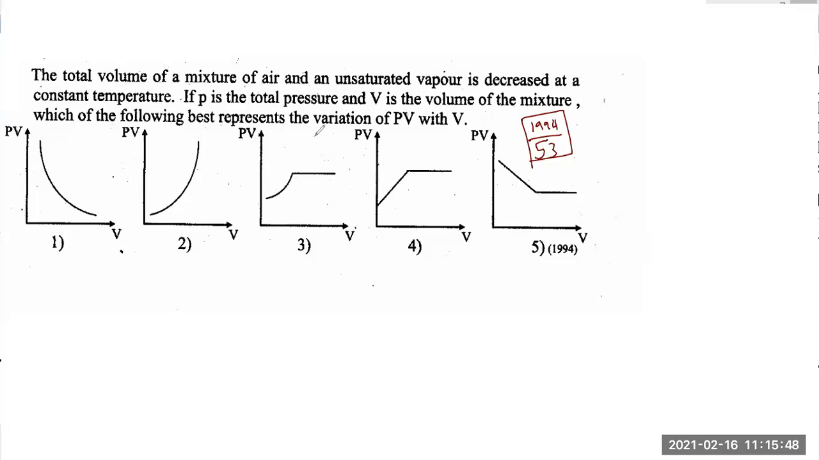Okay, another question about graphs, but a different approach. Now, these graphs are not relative humidity or absolute humidity. These are graphs of pressure and volume. So let's discuss what's going to happen with this. The total volume of a mixture of air and an unsaturated vapor is decreased at a constant temperature. If P is the total pressure and V is the volume of the mixture, which of the following best represents the variation of PV with V?